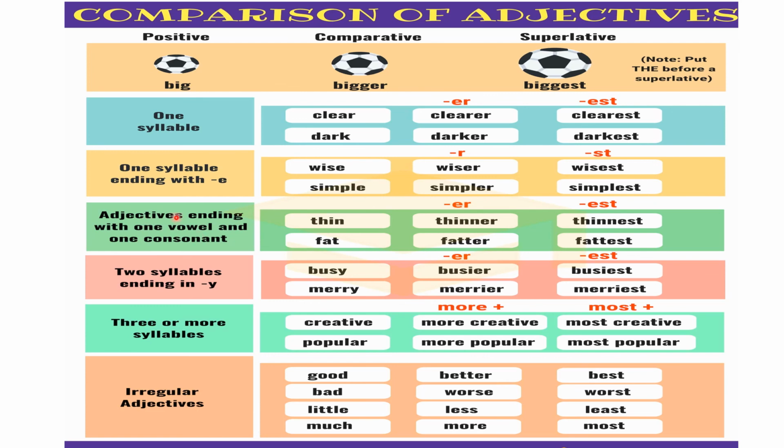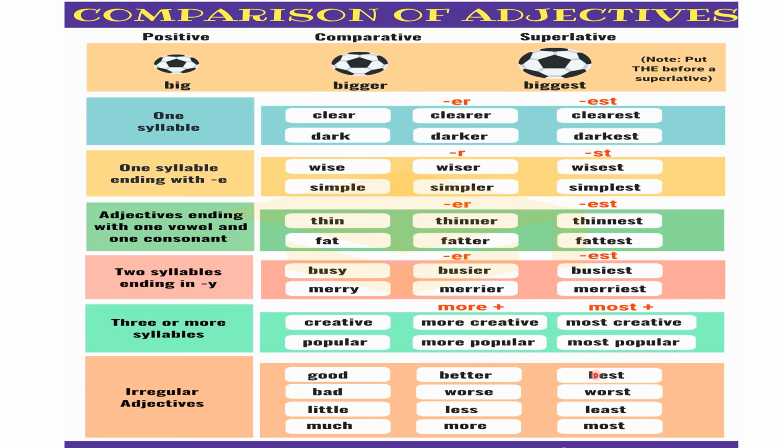थर्ड देखिए, adjectives ending with one vowel and one consonant. इसमें हम double करते हैं, मैंने आपको बताया था, double n and er and est. Now come to the next point. Two syllable ending in y. Here we remove the y and add ier and iest. और three syllables या उससे ज्यादा यानी more, जैसे creative, three syllables. So we use more and most, and these are the irregular adjectives: good, better, best.